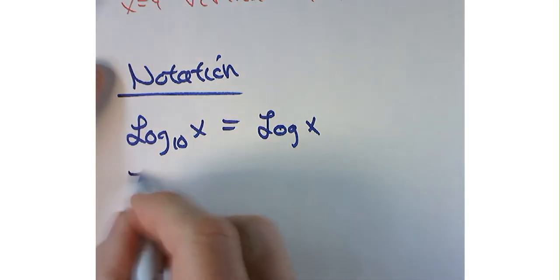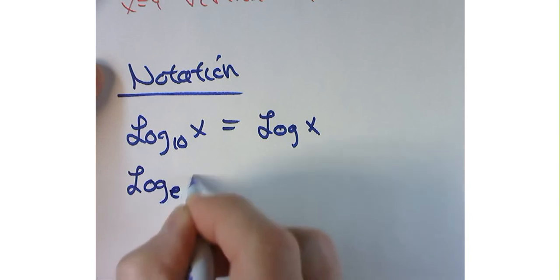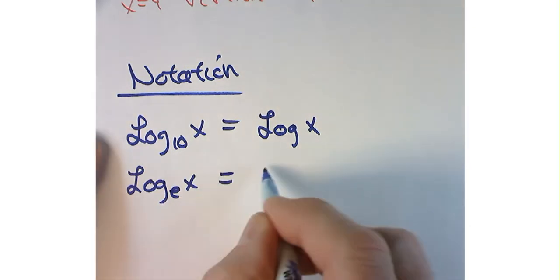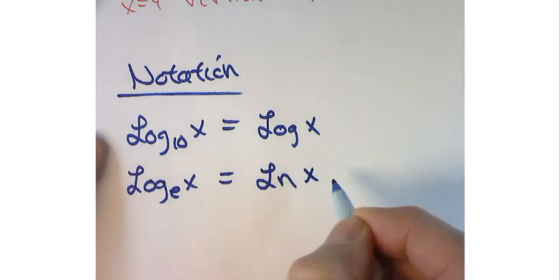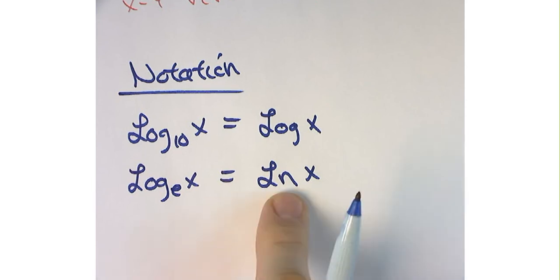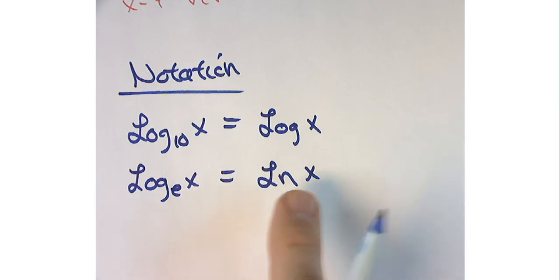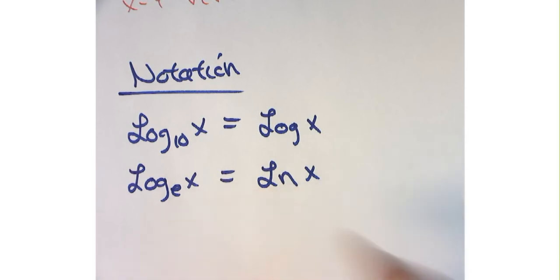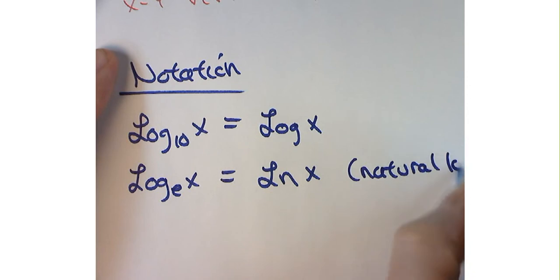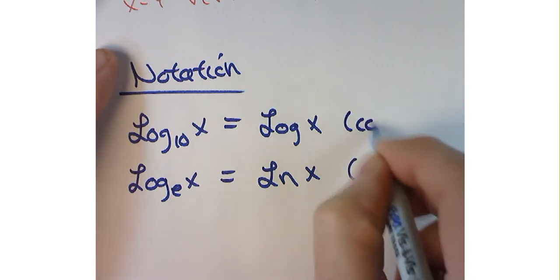But there's another one, log base e of x. I'll actually write it as log base e quite a lot because I think it's less abstract. But in WebAssign and textbooks, anything, you'll never see log base e of x. It's always going to be written as ln of x. I mean, it's great. It's the natural log versus the common log.